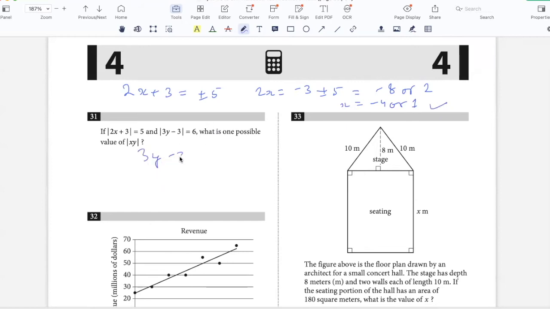So that's the values of x. And 3y - 3 is ±6. So 3y is 3 ± 6, which is 9 or -3. So y is 3 or -1. So for xy, one possible value, I can take -4 and 3. So xy will be -12. So |xy| will be 12.